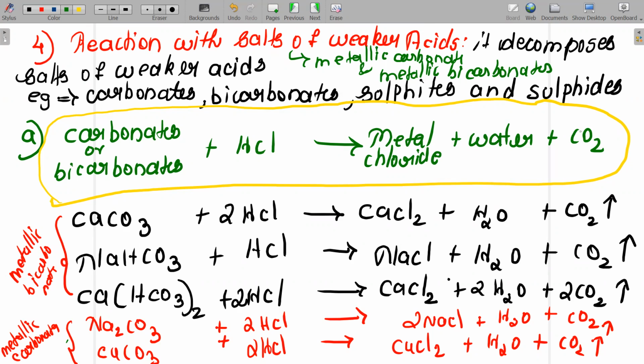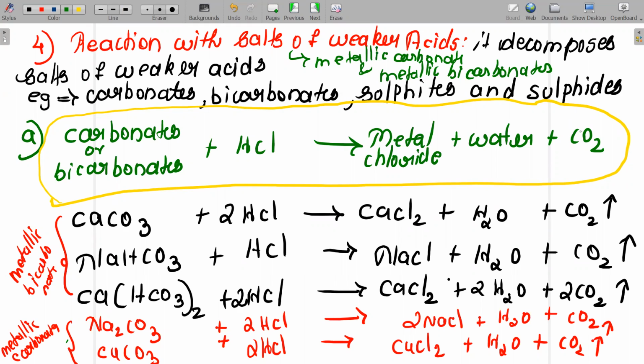Understood? So listen carefully, children. We are talking about HCl when it reacts with the salts of weaker acid. Salts of weaker acids means either metallic carbonates or metallic bicarbonates. So in order to remember that reaction, I am introducing one equation: you take either bicarbonates or carbonates, add HCl into it, you will get that particular metal chloride plus water plus carbon dioxide.